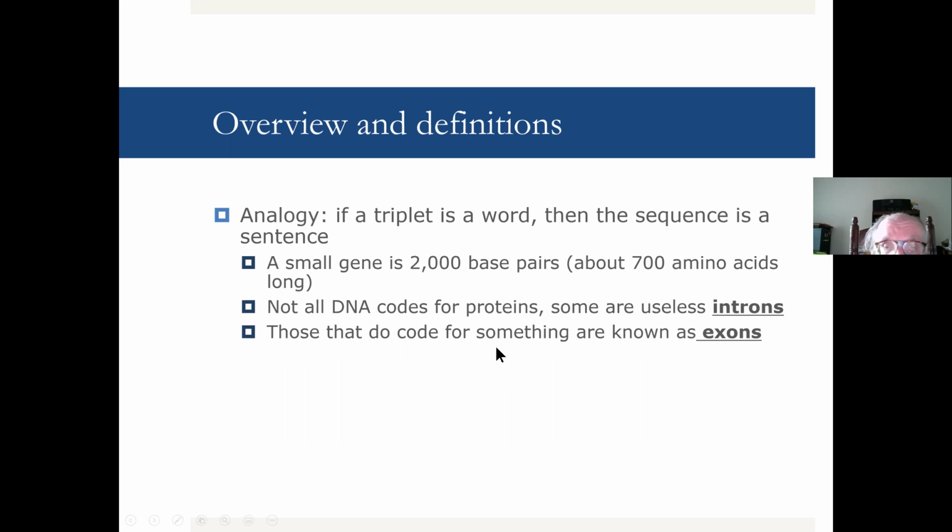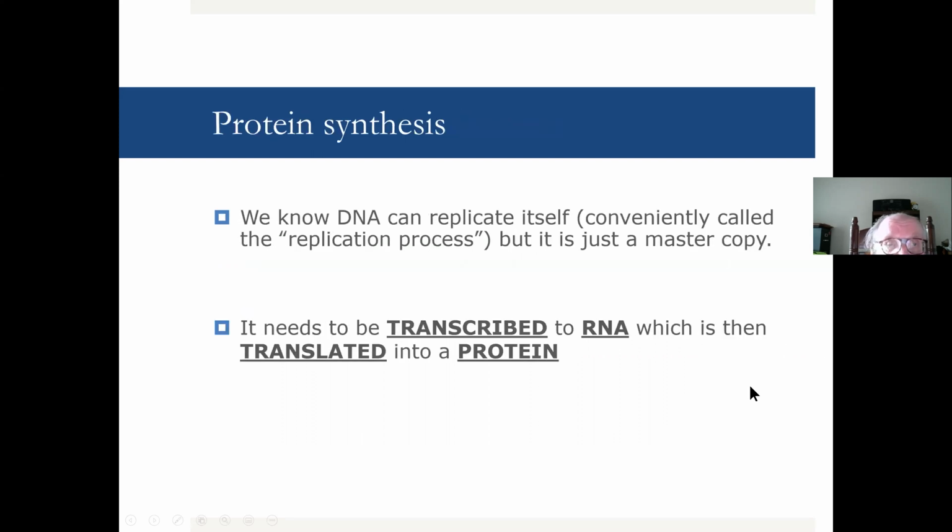There are also portions of the code that are known as exons, okay? The parts that are exons code for something. They code for an amino acid, okay? The parts that code for something are called exons. The nonsensical parts, and again, I use that term, but it could be start and stop signs, or it could be just spacers, are called introns. They do not code for an amino acid.